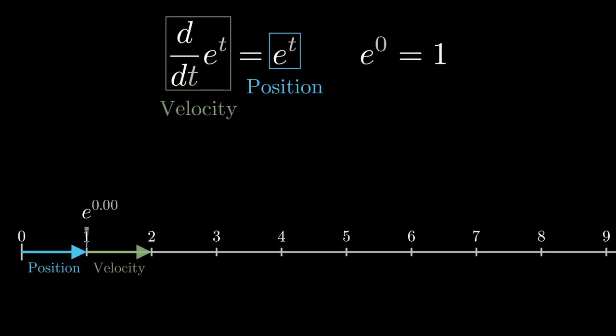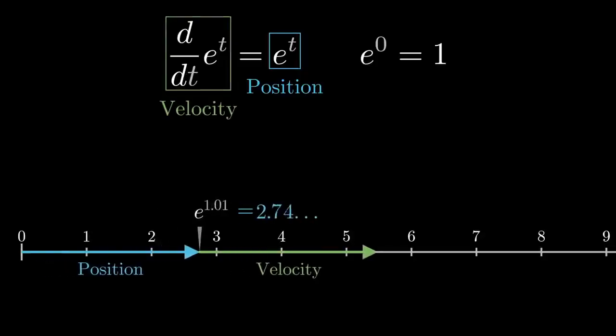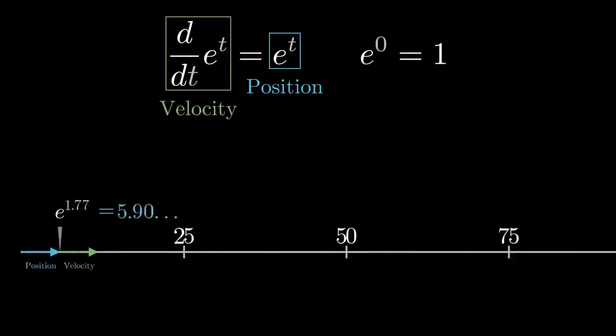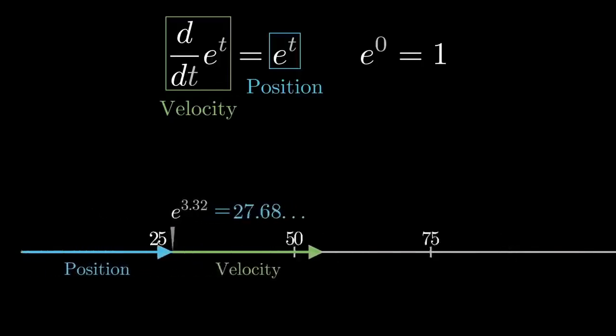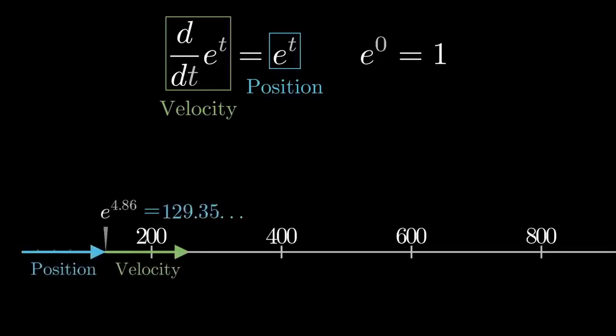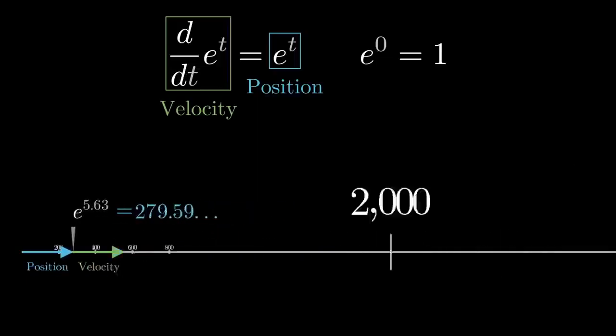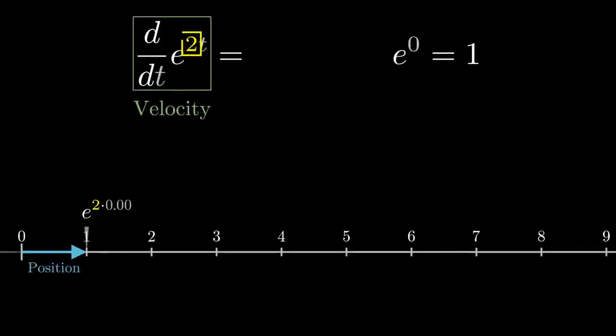So at the very first moment, the velocity is also 1, meaning it's pointed to the right, but the farther to the right the position gets, the faster it must move. So even if you had never heard of the function e to the t or exponential growth, this property alone is enough to give you a very visceral feeling for how it gives a value that grows and at an accelerating rate. But what if there was some constant in that exponent, like e to the 2 times t?